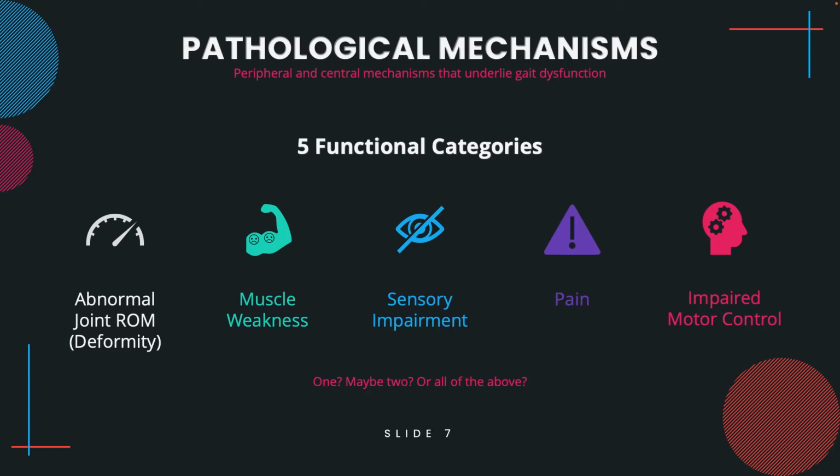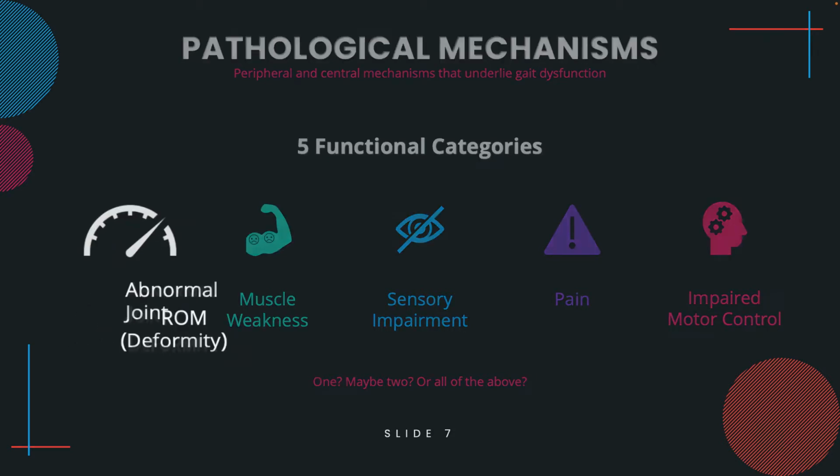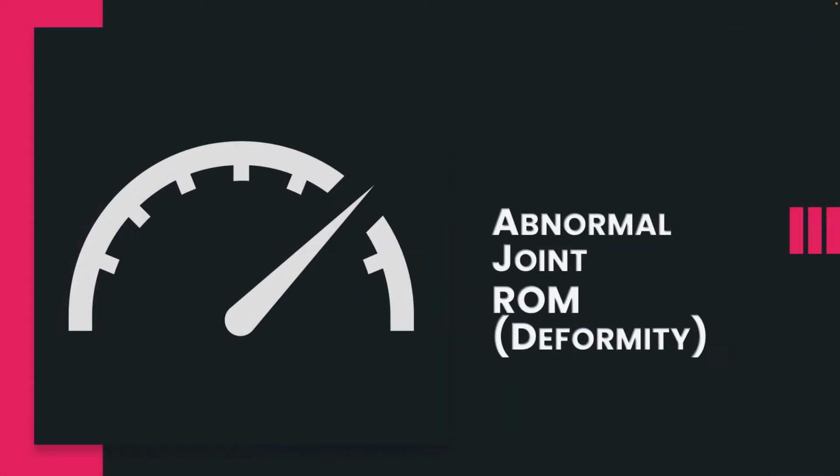So now all of these could be present within the same person, or it may just be one thing going on, two things. Any combination can impair somebody's gait ability. And so your job with gait analysis is to see where the issues are happening in their gait and hypothesize, and then proceed to test which of these things could be contributing to their abnormal gait. So now we're going to look at each of these in isolation, starting with abnormal joint range of motion.